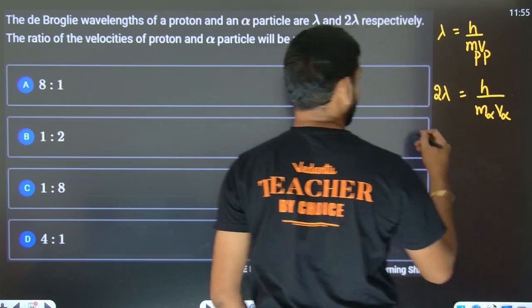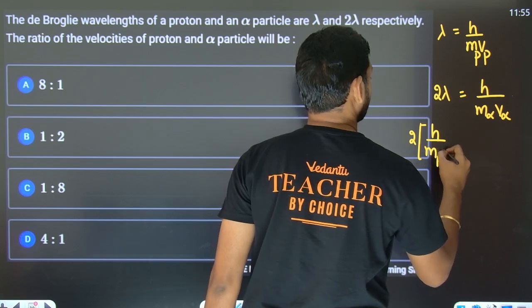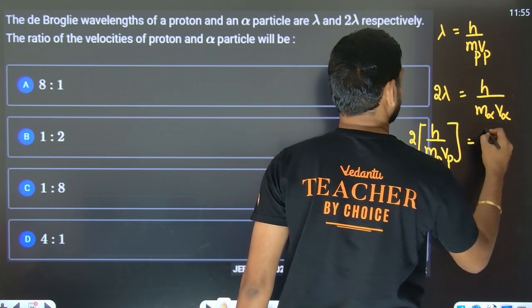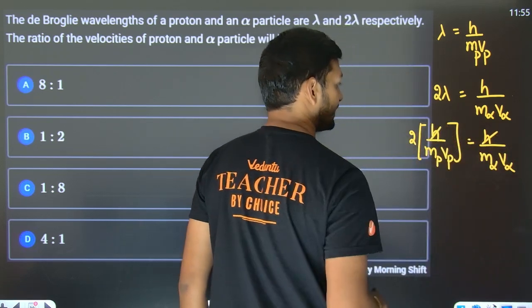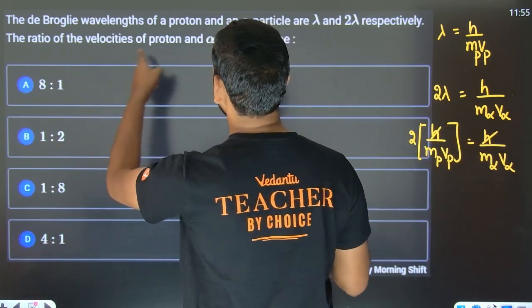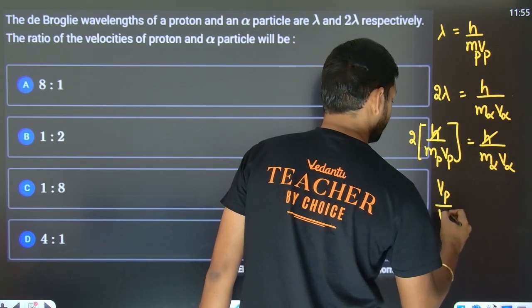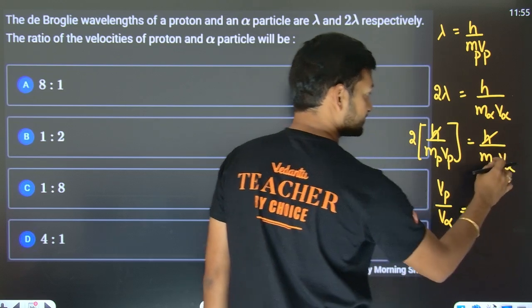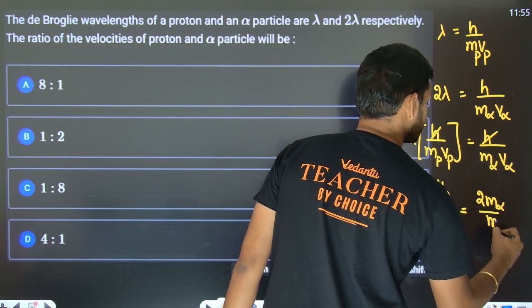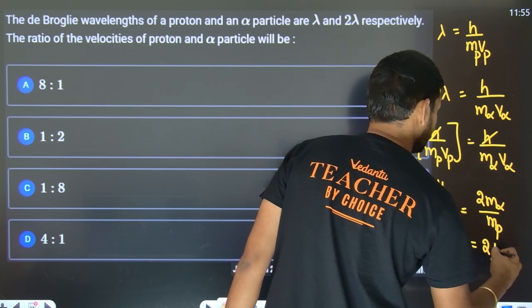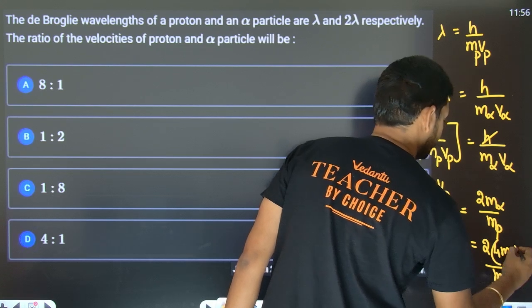Now can I put the lambda here? Yes. What is the lambda? h by mass of proton, speed of proton is going to be h by mass of alpha, speed of alpha. h and h are going to get cancelled out. Now what they are asking, ratio of velocities, Vp by V alpha. So I'll take Vp this side and I'll keep V alpha on the same side. Now m alpha, if I'm going to take it to this side, 2 times the mass of alpha by mass of proton. So mass of alpha is going to be 4 times the mass of proton, right? Divided by mp. So mp gets cancelled out.